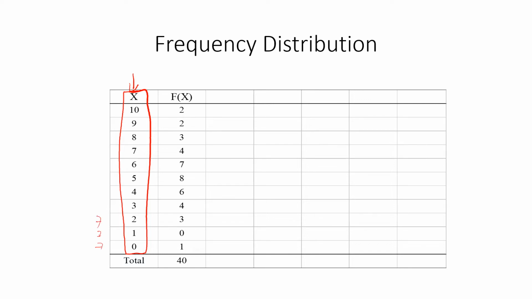Now, your f of x, your frequency, is how often each of these numbers occurs. You recall from 2 slides ago that 0 down here occurred 1 time. That's why you've got a 1 there. If you recall, there were no 1s. There were 3 2s, 4 3s, 6 4s, 8 5s, 7 6s, 4 7s, 3 8s, and if you remember, there were 2 9s and 2 10s. That is how a frequency distribution is distributed.